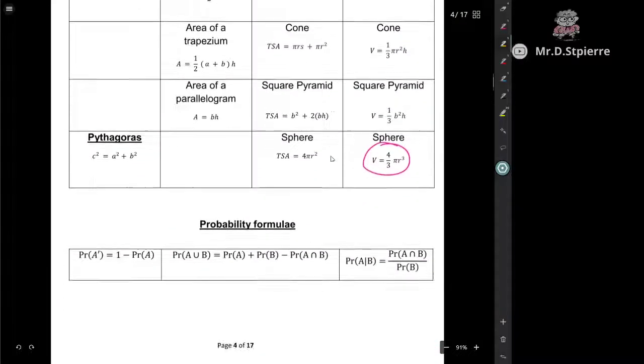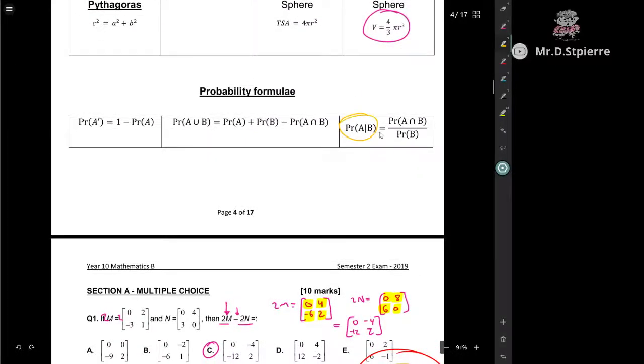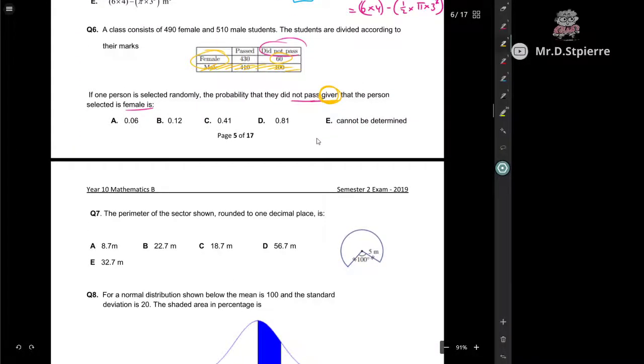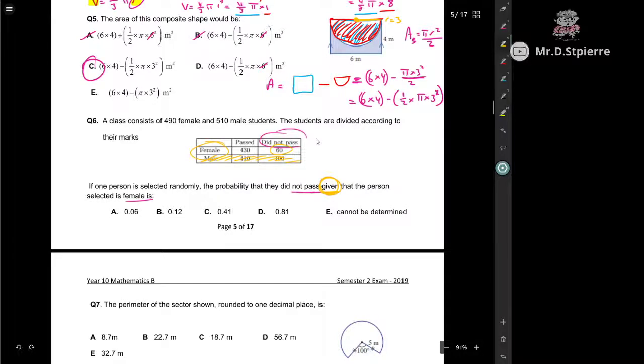We can use the equation up here. That's what this is, probability of A given B. In this case, just to make letters easier, we've got F for female. I'm going to use P for pass and then P dash for not pass for notation. So we want to find the probability that they did not pass, which is P dash, given that they are female. That is equal to the probability of P dash intersect female divided by probability of female.